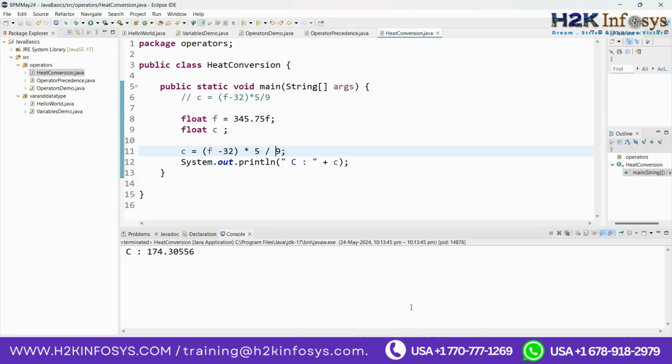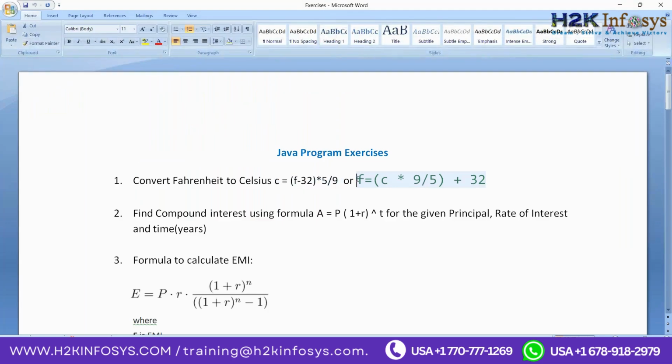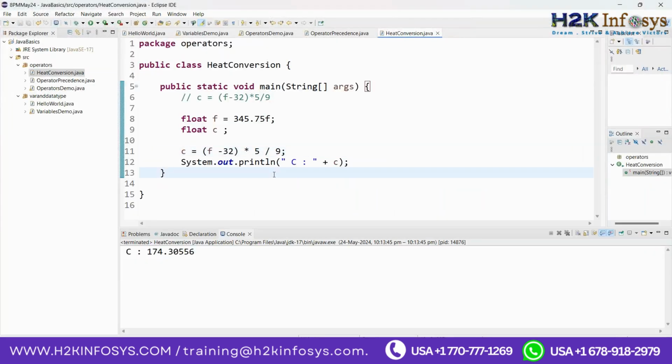That's it. So here is an exercise for you. Convert centigrade into Fahrenheit. This is the value, I just pinged it in the chat. Take C as the input value and convert into F. This is the formula. Let's see how many people write it. Please do the exercises every day, whatever we are discussing.